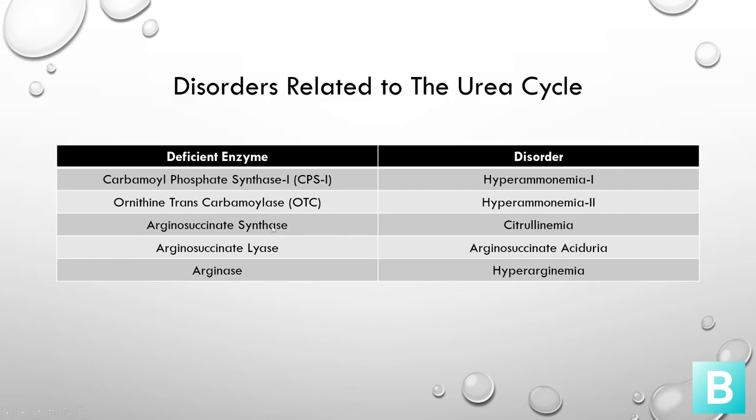Arginosuccinate synthase catalyzes the conversion of citrulline into arginosuccinate. So deficiency of this enzyme leads to increased levels of citrulline, which is known as citrullinemia. Arginosuccinate lyase catalyzes the conversion of arginosuccinate into arginine. So deficiency of arginosuccinate lyase leads to arginosuccinate aciduria. Coming to the last enzyme, which is arginase, which is exclusively present in liver. Arginase catalyzes the conversion of arginine into ornithine. Deficiency of arginase leads to increased levels of arginine, hence causing hyperarginemia.